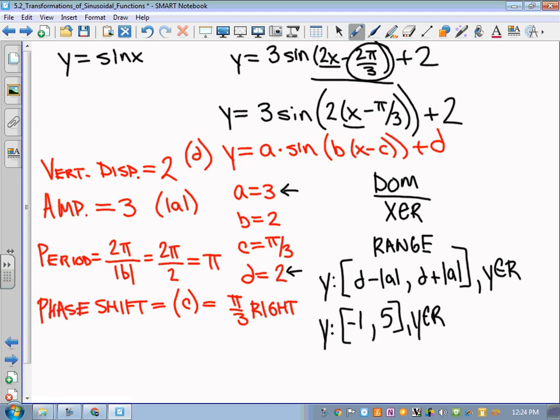And if you take a look up at that graph, you do see that the minimum occurs at -1 and the maximum occurs at +5.